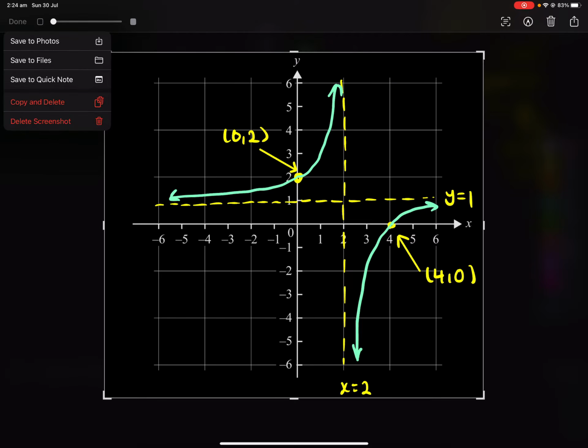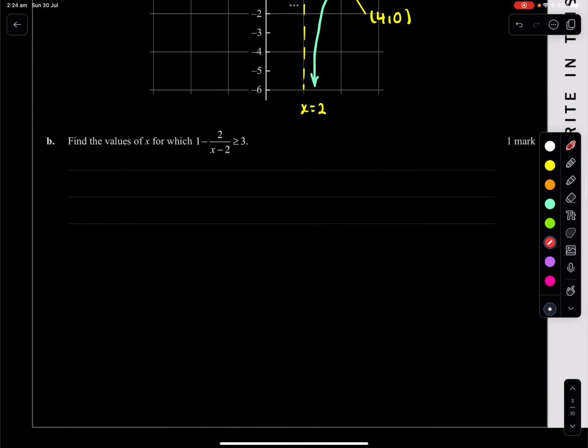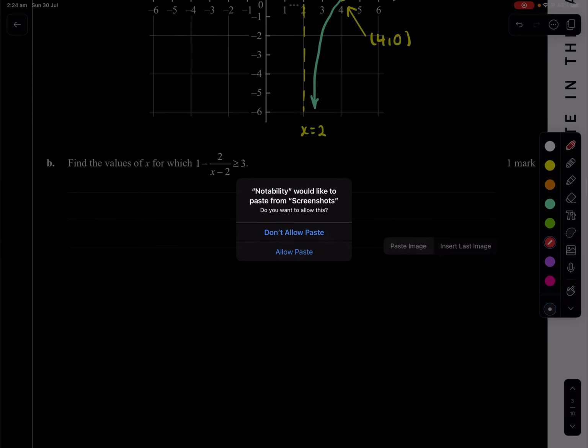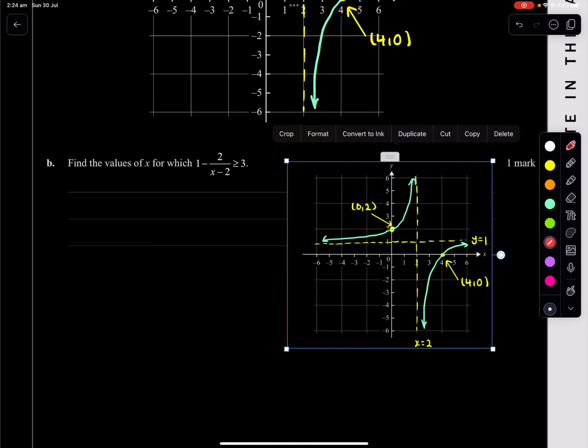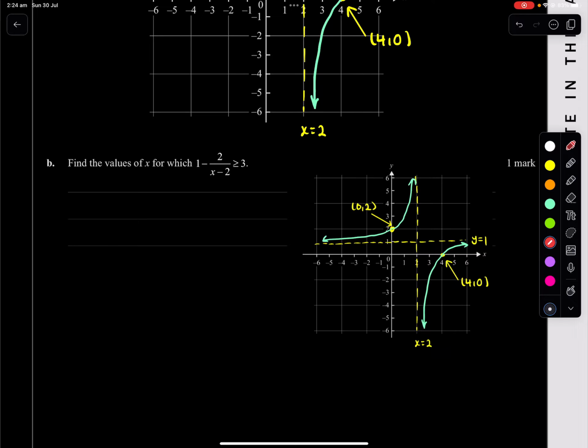So I'm just going to take a screenshot of this. Okay, perfect. Let's go over here and use that screenshot to our advantage. What I'm going to do is draw a line of y equals 3. So y equals 3, which is over here. Perfect. This line is y equals 3, the red line over here, and the blue graph, which we've drawn, is this one over here.